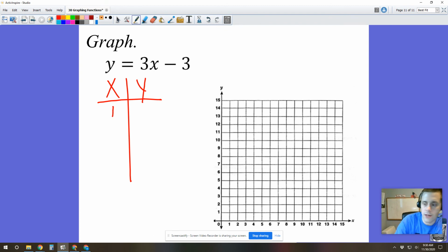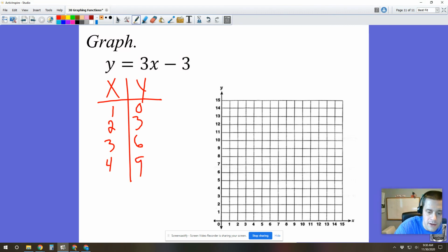So I'm going to start with inputting a 1. 3 times 1 is 3, and 3 minus 3 is 0. When x is 1, y is 0. Next, I'm going to plug in a 2. 3 times 2 is 6, and 6 minus 3 is 3. Plugging in a 3 next. 3 times 3 is 9. 9 minus 3 is 6. And finally, I'm going to plug in a 4. 3 times 4 is 12. Minus 3 more is 9.